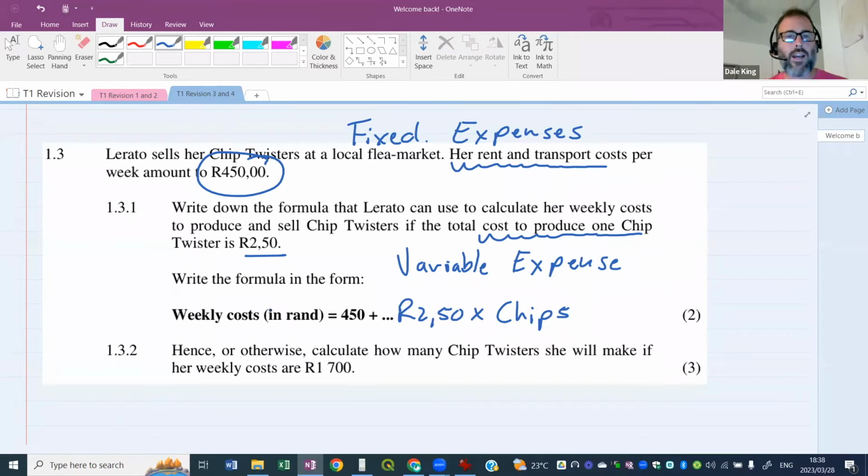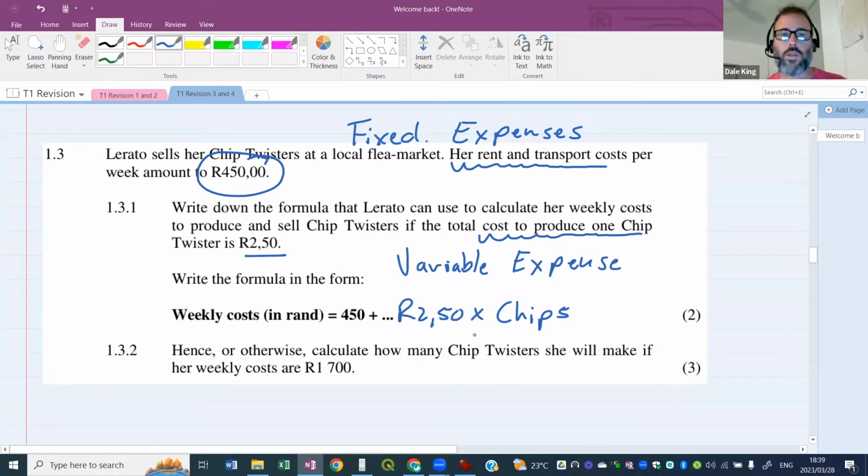All right. Now, the other expenses is how much it costs to produce a chip. And it costs her 250. So if she wants to work out how much my variable expense cost is going to be, she's got to think about, oh, how many chips am I going to sell? All right, so it'll depend on how many chips she sells. So I'm going to write there 250 times chips, 250 times however many chips she sells. Excuse me.